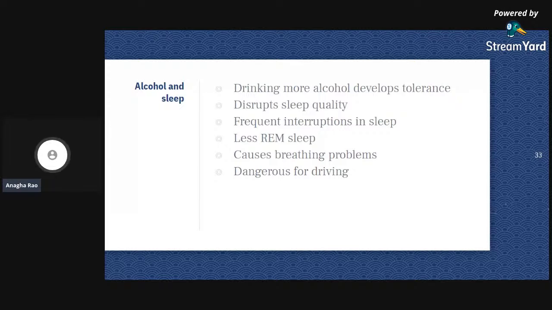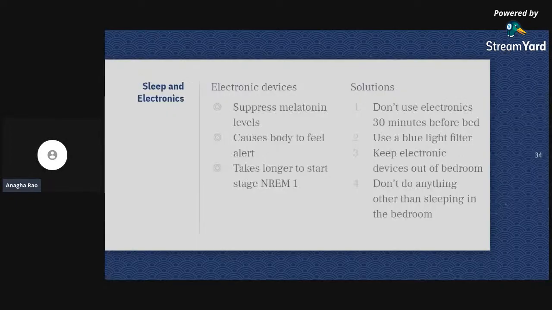And additionally, it can cause all sorts of breathing problems, and it can make you more prone to sleep apnea. And like I mentioned before, this is extremely dangerous for driving, because when you're driving, you're dealing with the effects of being sleepy, along with the effects of being drunk. And that's not good. So it's not a good idea to stay up late and drink alcohol, because alcohol can make it harder for you to fall asleep and reduce your sleep quality.